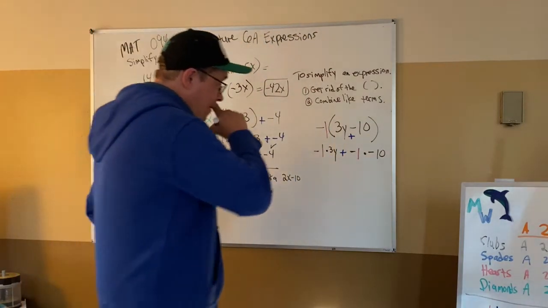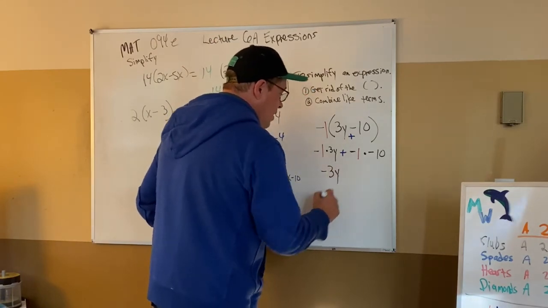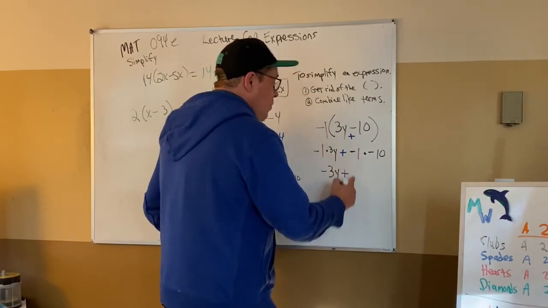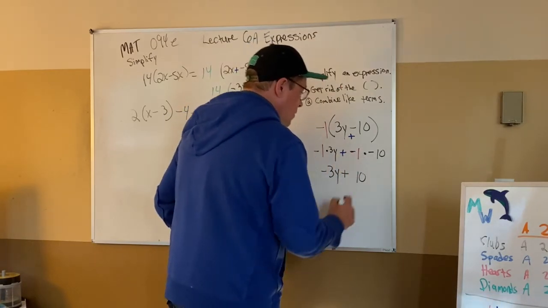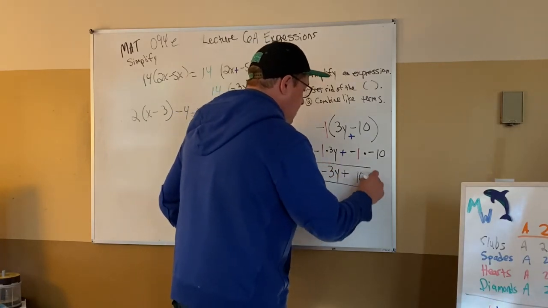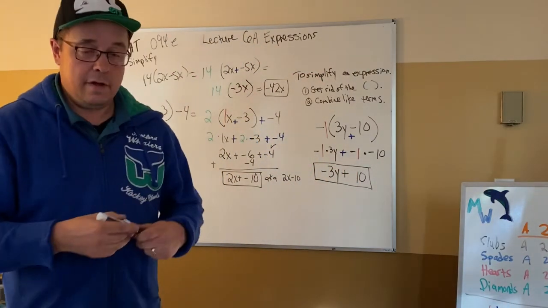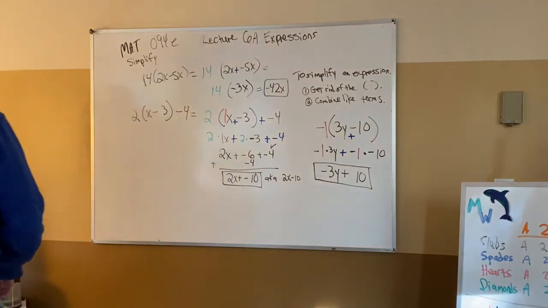What do we have? We got a negative 1 times 3, negative 3. We have a y here. That is a y term. Plus, we have negative 1 times negative 10. 1 times 10 gets me 10. The opposite of negative is positive. There are no parentheses. There are no like terms. That is simplified.